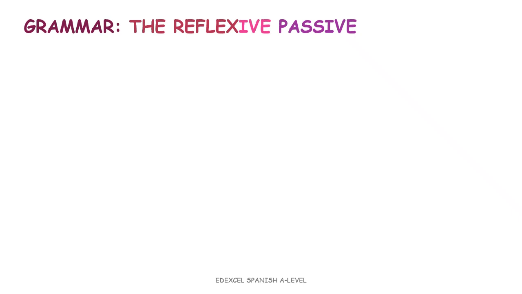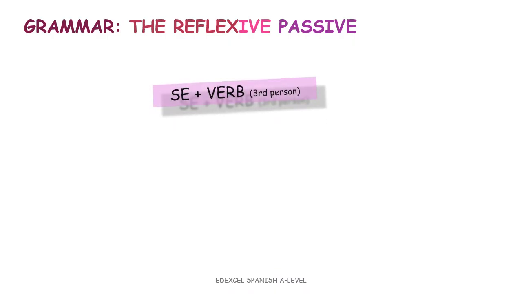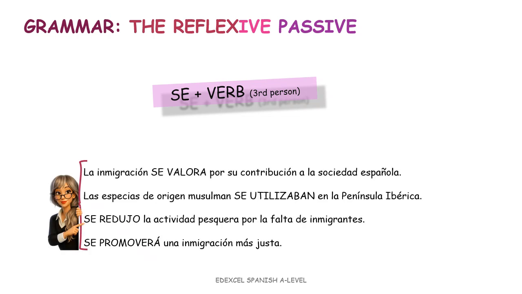We have also the reflexive passive. It expresses that something is done, but doesn't say who does it because the agent is unknown or unimportant or general. The structure is se plus a verb in third person singular or plural, plus the object. And remember, the verb agrees with the subject in number. For example, la inmigración se valora por su contribución a la sociedad española.